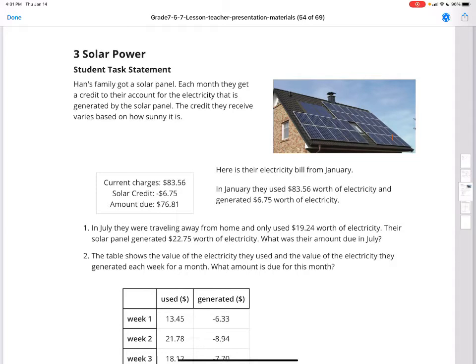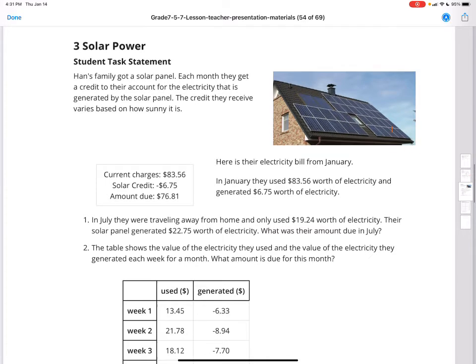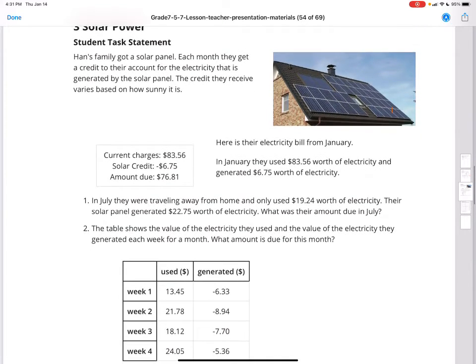Alright guys, let's look at the third student task statement of this lesson called solar power. Hans' family got a solar panel. Each month they get a credit to their account for the electricity that is generated by the solar panel. The credit they receive varies based on how sunny it is. Here's the electricity bill from January. In January, they used $83.56 worth of electricity and generated $6.75 worth of electricity.